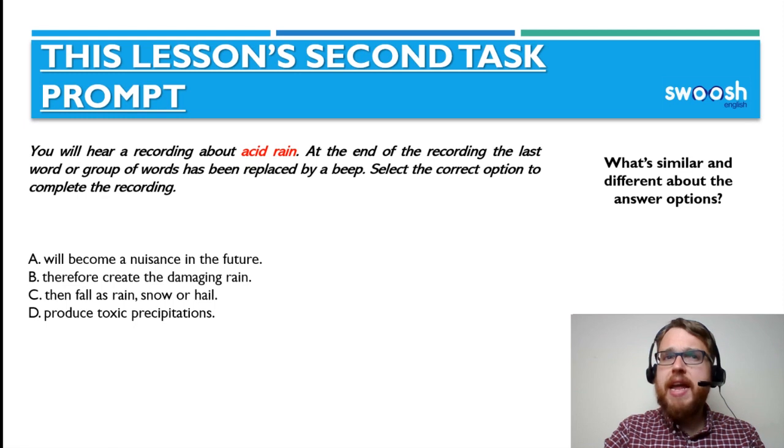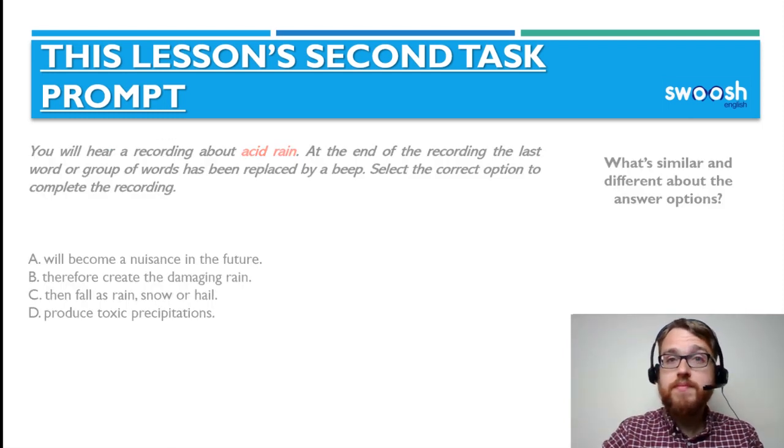Have a look through A, B, C, and D. Is there anything about those answers which stand out to you? Is there anything about them which don't? So A: will become a nuisance in the future. B: therefore create the damaging rain. C: then fall as rain, snow, or hail. D: produce toxic precipitations. I have some ideas about what's similar about them and some ideas about what is different, but I want to know what you understand about those.